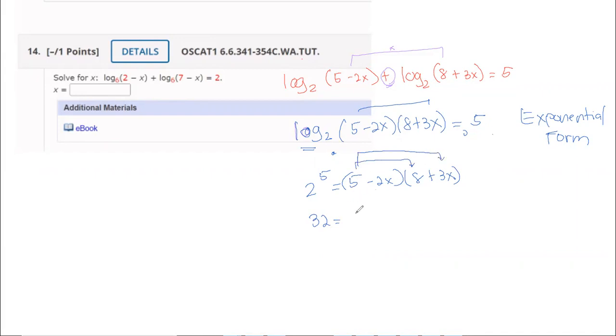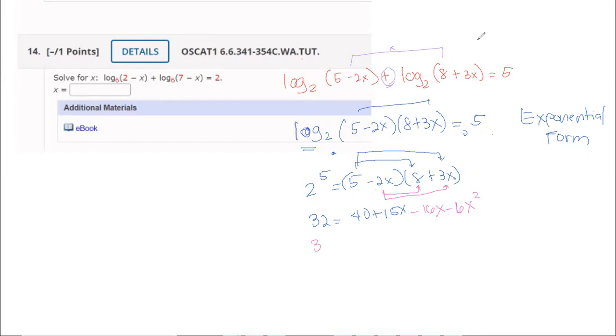Let's do that. 5 times 8 is 40. 5 times 3x is positive 15x. Next, let's do negative 2x times 8 and negative 2x times 3x. So now negative 2x times 8 is negative 16x. Negative 2x times 3x is minus 6x squared.